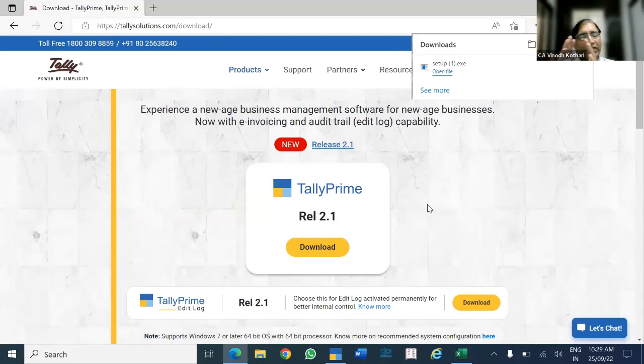Okay, fine. So the educational mode of Tally: you can use all the features, you can pass all the entries. Two restrictions: no printing option, and second, entries cannot be passed on all the dates. Fine, till now everything is good to go. Has everyone downloaded the file? Yes, very good. So now we are going to install Tally. Click on this setup file, or you can go to downloads and select open file.